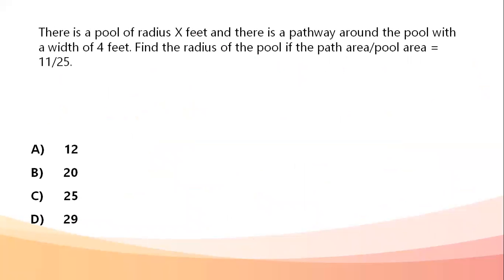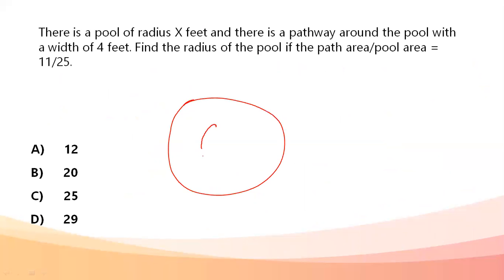Okay, next question. There is a pool of radius x feet and there is a pathway around the pool with a width of 4 feet. Okay, pool, and then there is another pathway around the pool. So it's x and 4. Find the radius of the pool if the path area divided by pool area is 11 by 25.